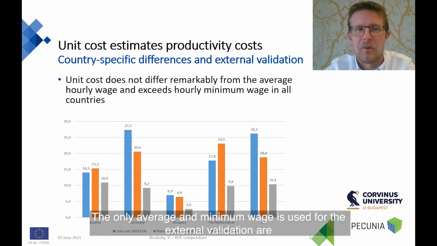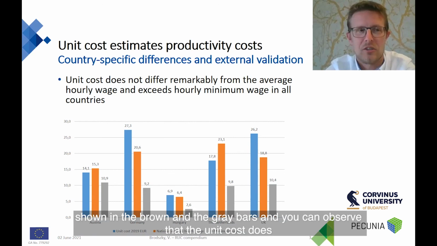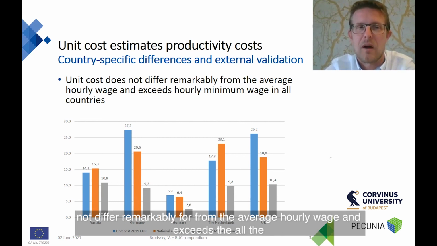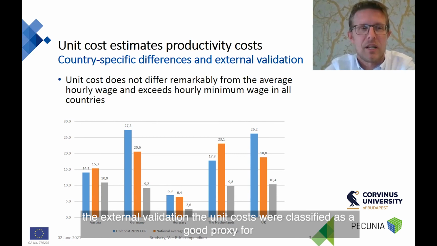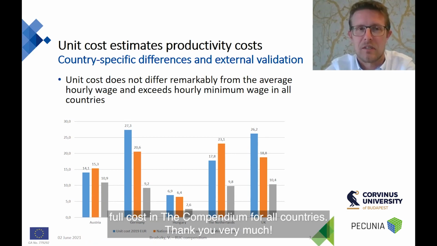The average and minimum wages used for the external validation are shown in the brown and the gray bars. And you can observe that the unit cost does not differ remarkably from the average hourly wage and exceeds the minimum wages in all countries. So based on the external validation, the unit costs were classified as a good proxy for full cost in the compendium for all countries. So thank you very much.